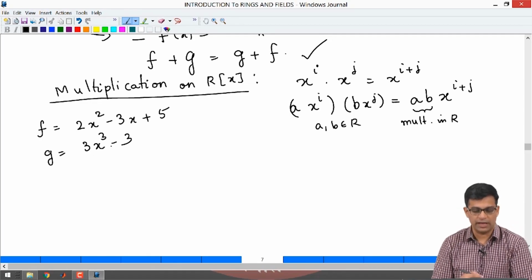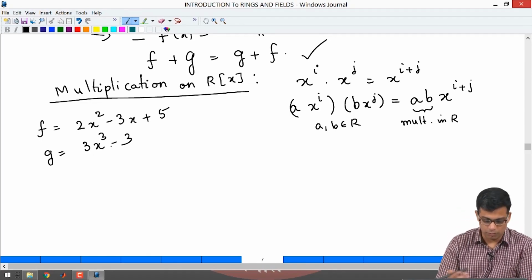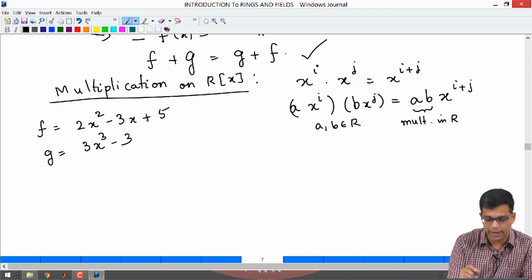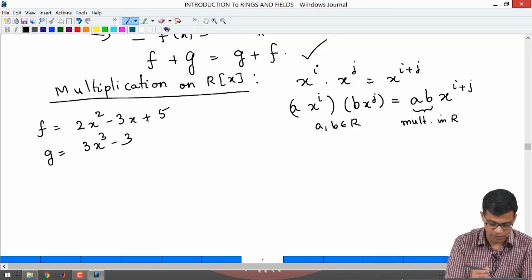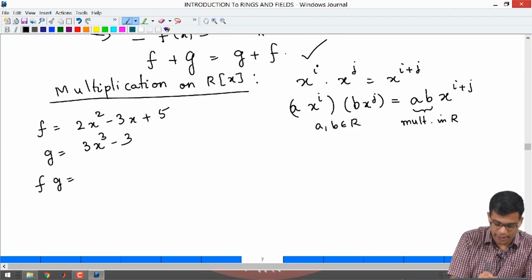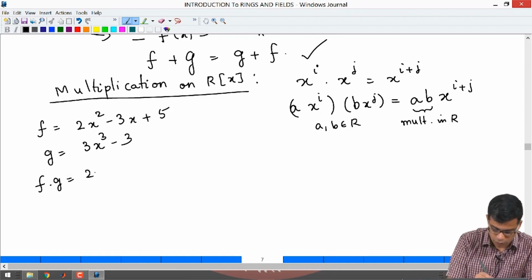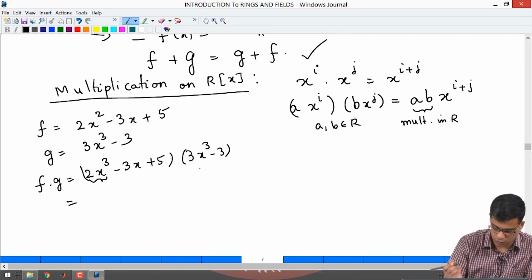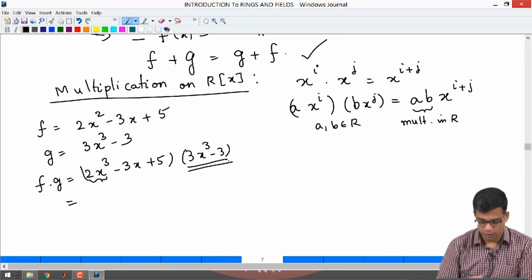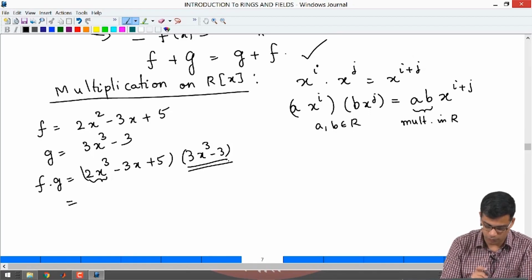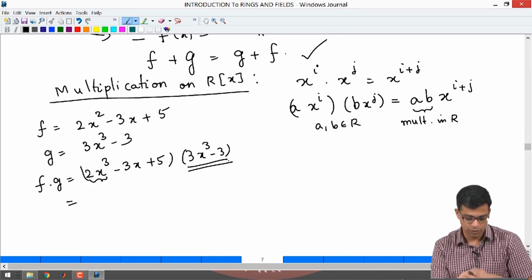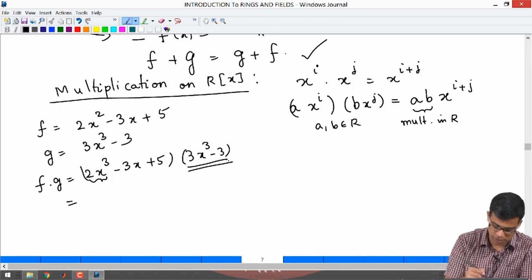Okay. So, it is just like the way you add numbers and multiply with another number. So, how do you multiply f and g? So, what we want to do is (2x^2 minus 3x plus 5) times (3x^3 minus 3). So, how do we multiply? So, I will first think of this 2x^2 and multiply this polynomial. So, what is 2x^2 times this polynomial? I will multiply one monomial at a time. So, 2x^2 times 3x^3, so this is 6x^5.